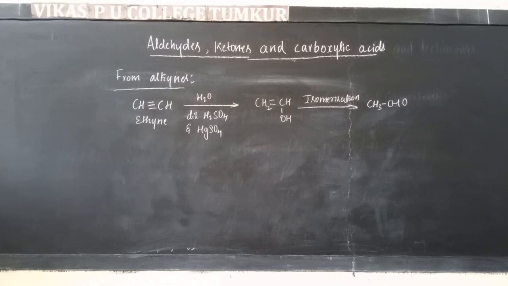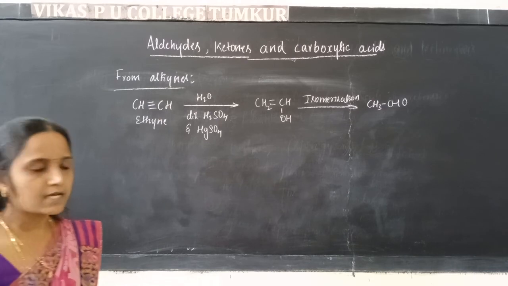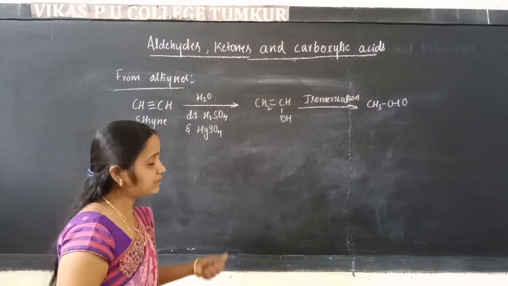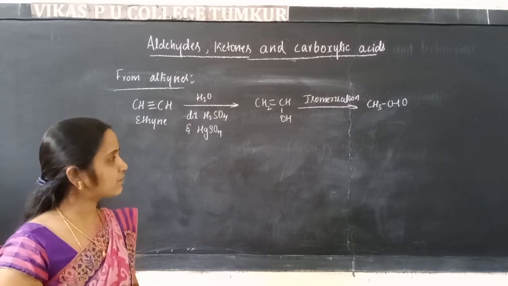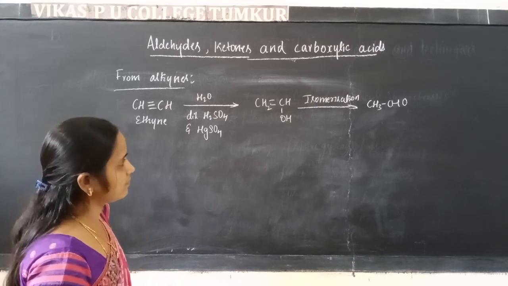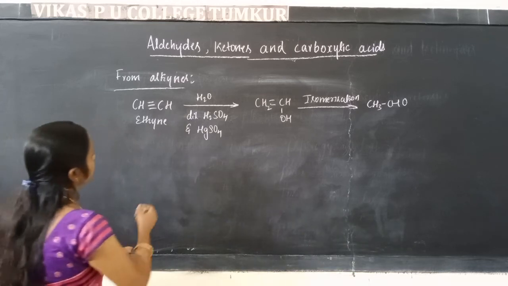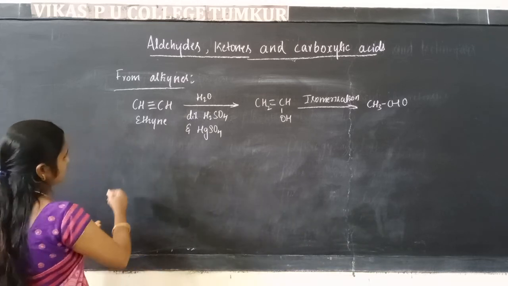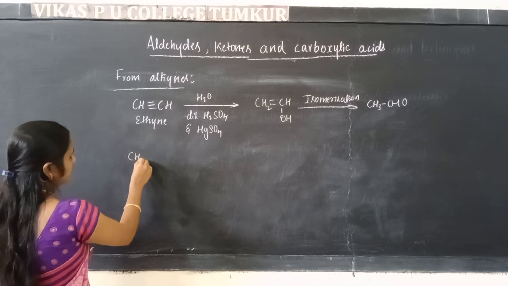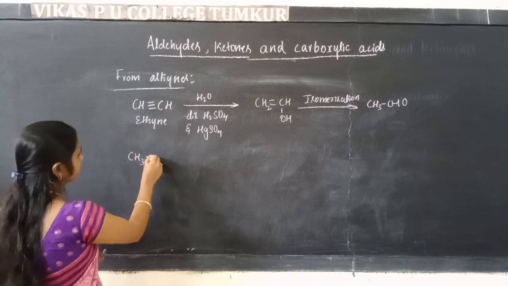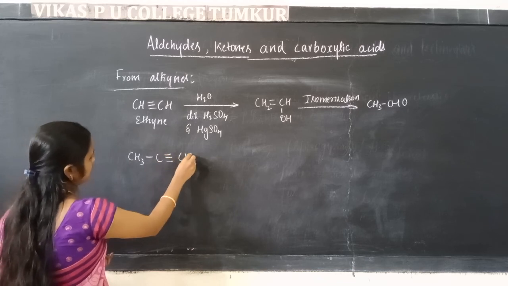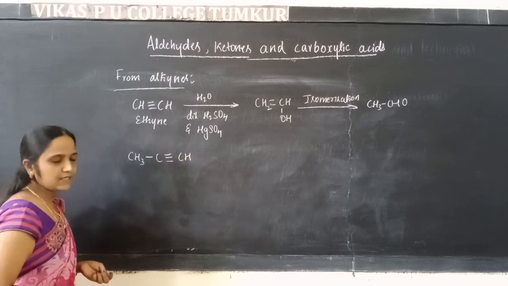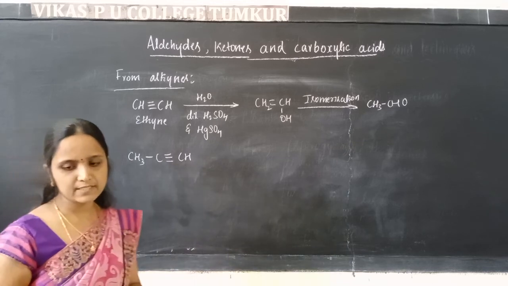The next method is the preparation of a ketone. How are we going to prepare the ketone? We are going to discuss that now. Next, we will take propyne as the example: CH3, C triple bond CH. The name of this compound is propyne.